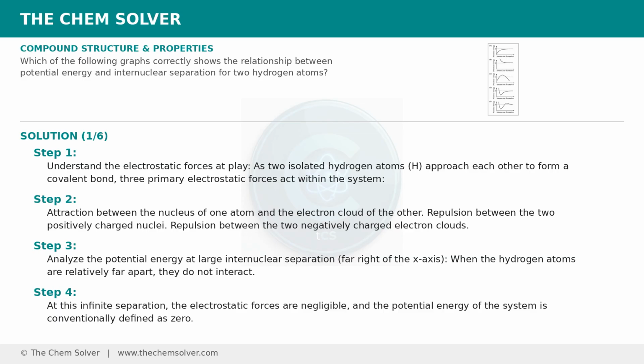Analyze the potential energy at large internuclear separation. Far right of the x-axis, when the hydrogen atoms are relatively far apart, they do not interact. At this infinite separation, the electrostatic forces are negligible, and the potential energy of the system is conventionally defined as zero.